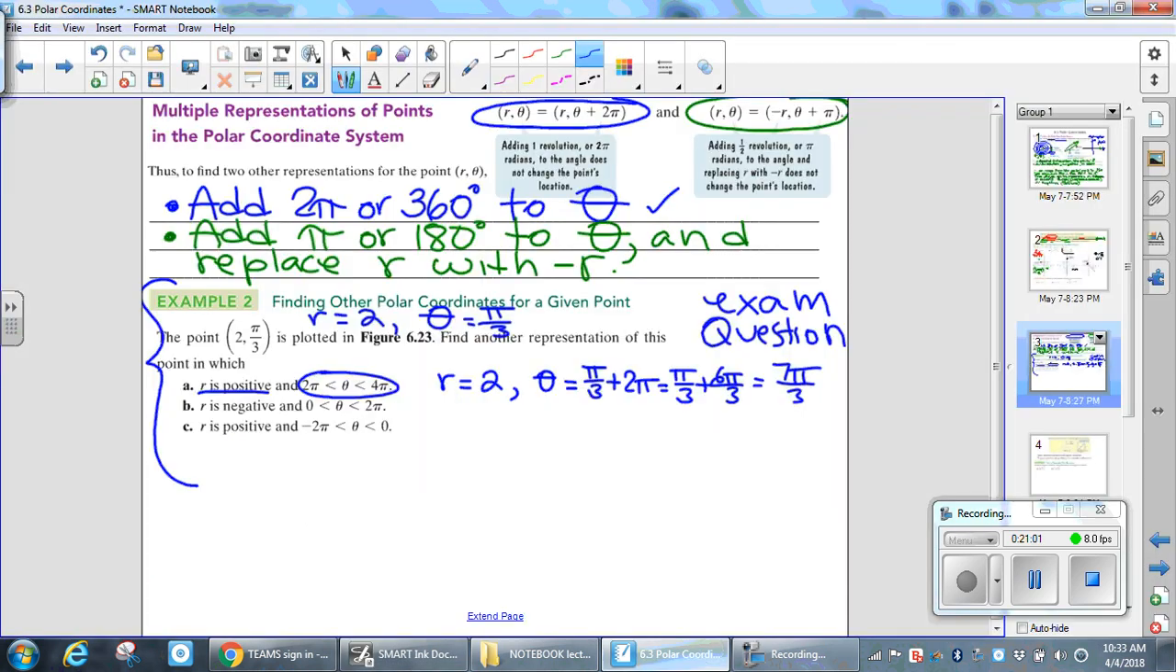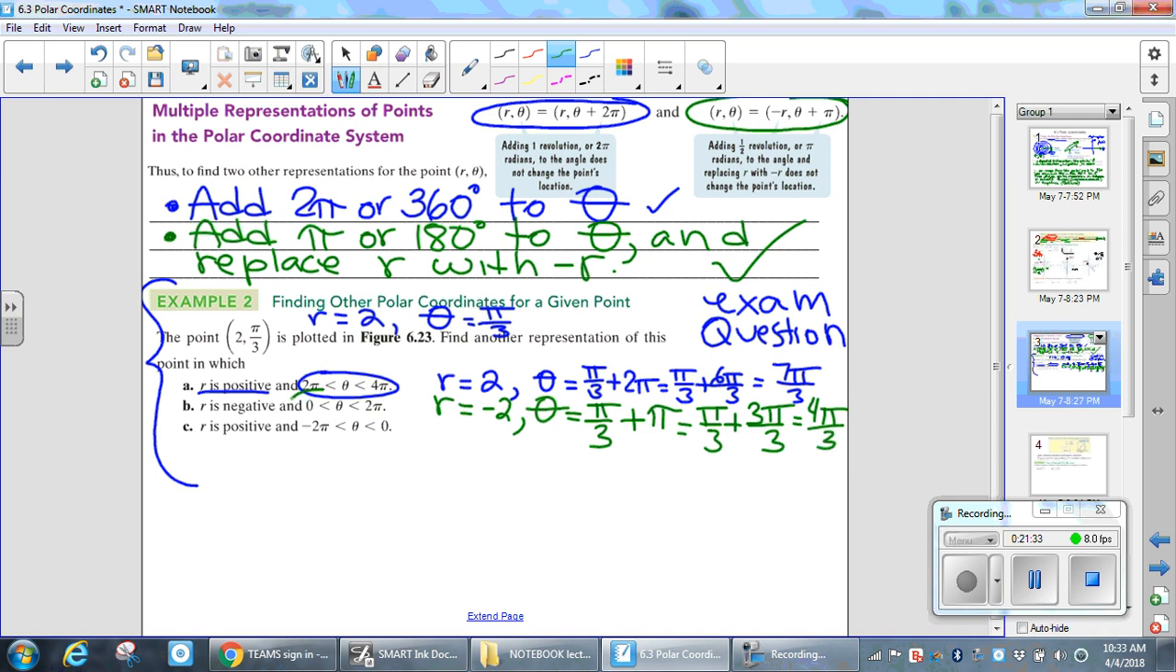Okay, the next one that we have here, it says R is negative, so we'll make R negative. And then what, according to my rule here, what do I need to do to theta? Add 180. Add 180, or in radians, pi. So this is π/3 plus 3π/3. So that is 4π/3.